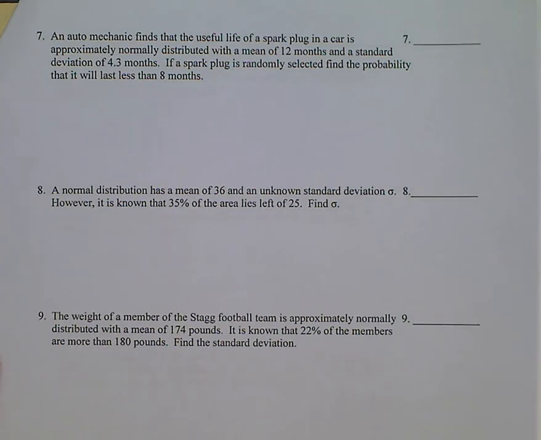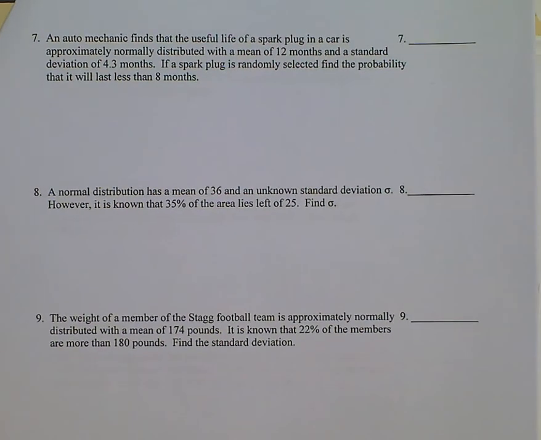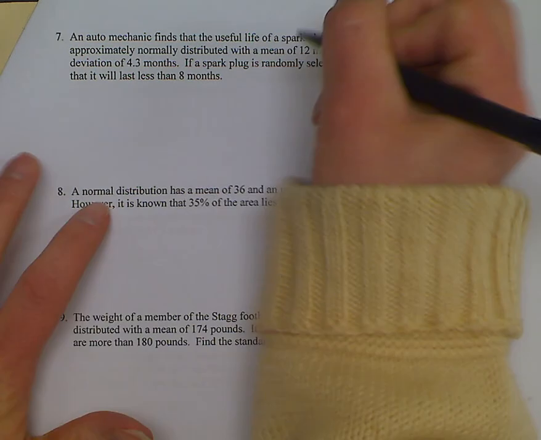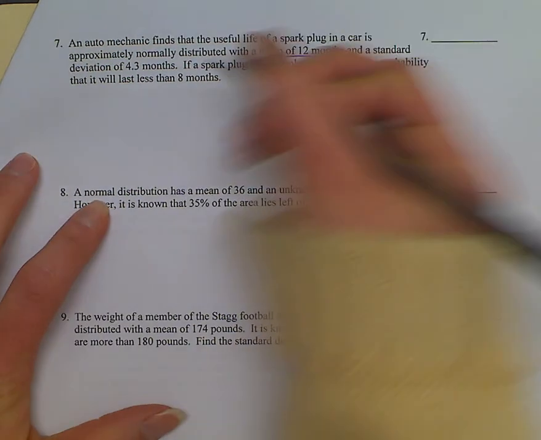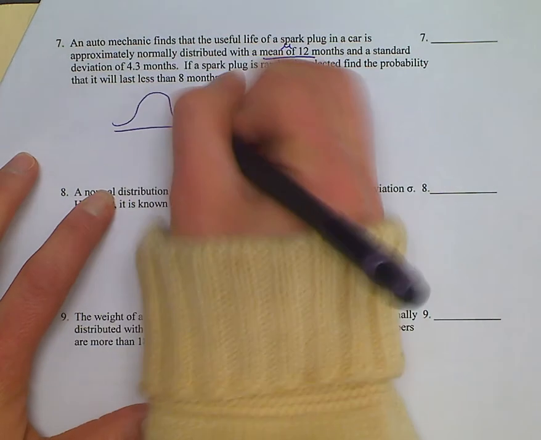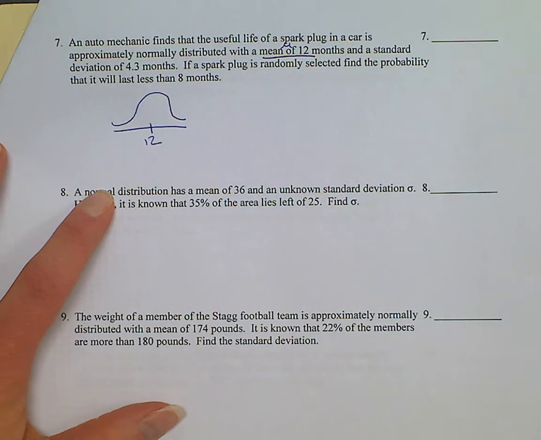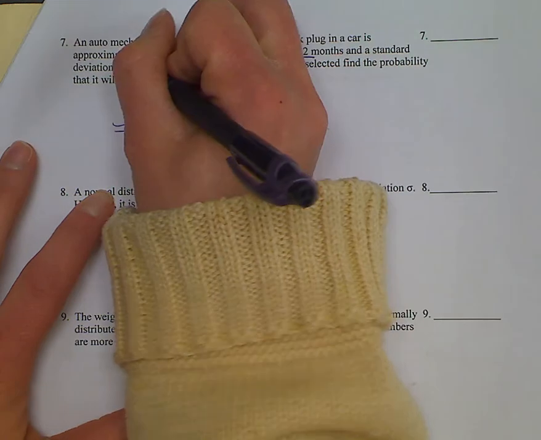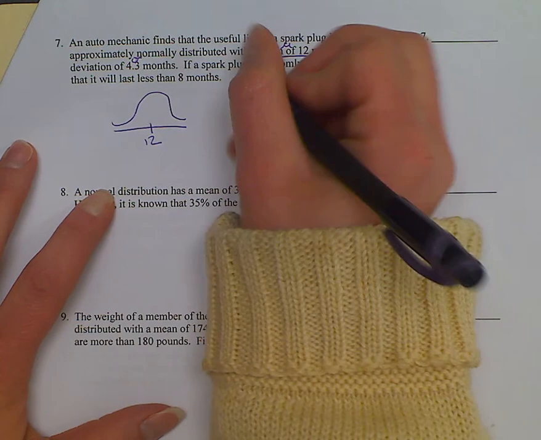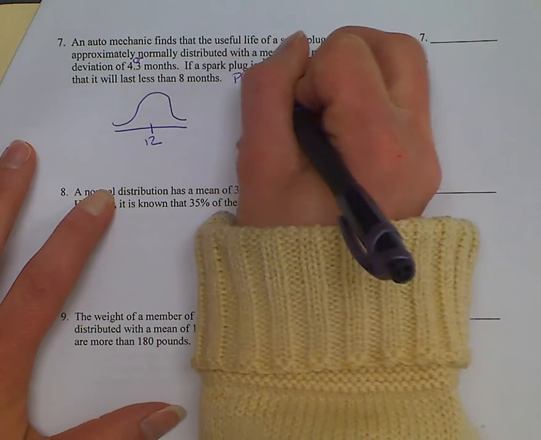Okay, and number 7 on the review, it says an auto mechanic finds that the useful life of a spark plug in a car is approximately normally distributed with a mean of 12 months. So our mean is given to us. It's approximately normally distributed, so we can set up our curve right away. The standard deviation is 4.3. If a spark plug is randomly selected, find the probability that it will last less than 8 months.